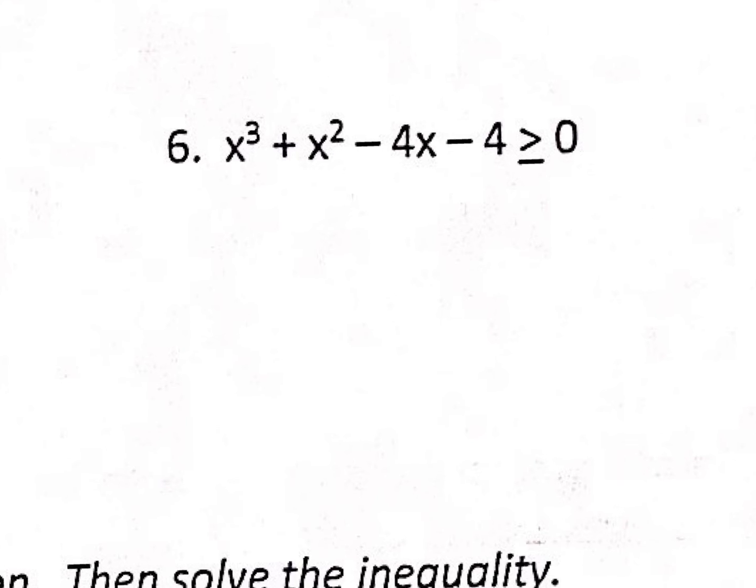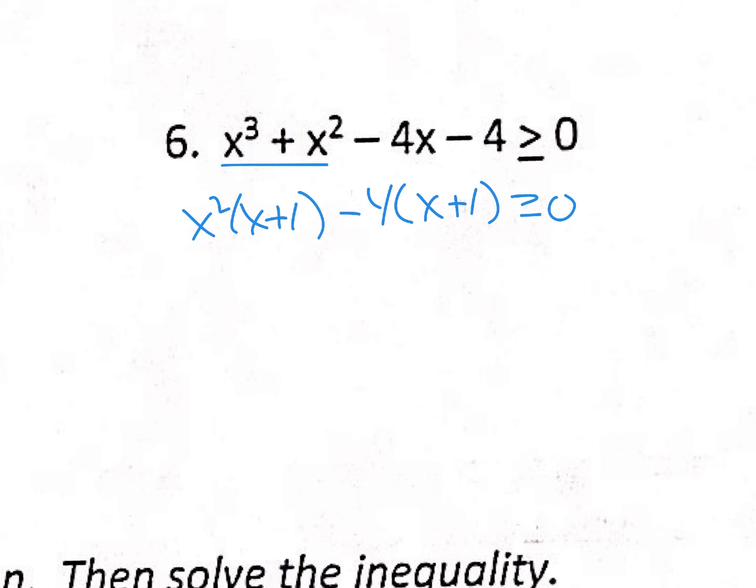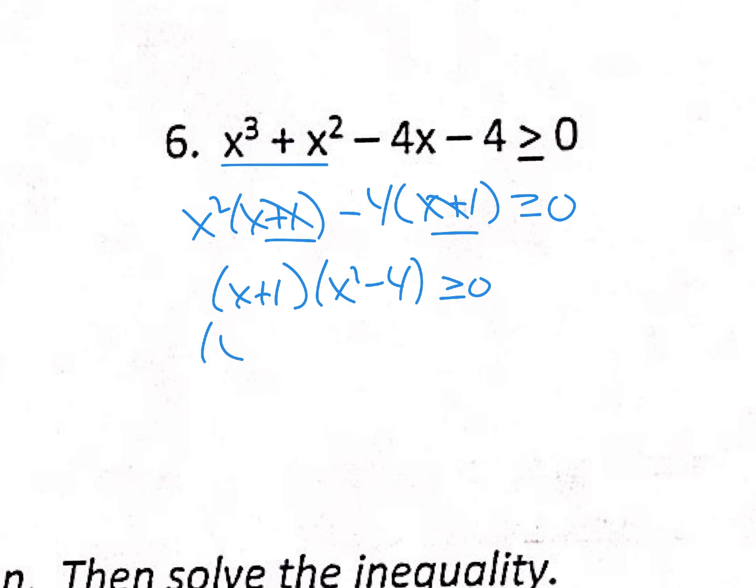Let's look at 6. Guys, 6 is factored by grouping. The first 2, I can take out an x squared. That leaves x plus 1. The second 2, I can take out a -4. That also leaves x plus 1. Now, because I have x plus 1 both places, I'm going to put x plus 1. That leaves me with an x squared minus 4. Hopefully you notice that x squared minus 4 is really a difference of squares. So I'm going to go x plus 2, x minus 2.